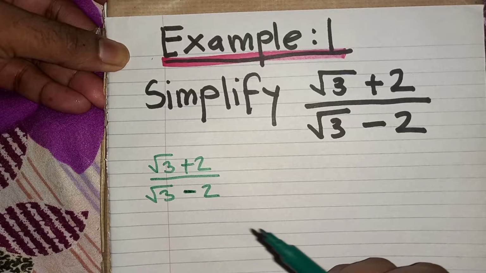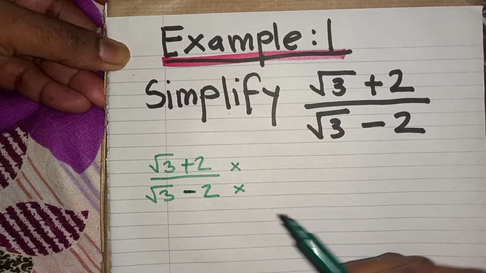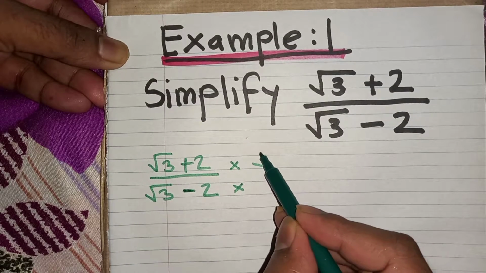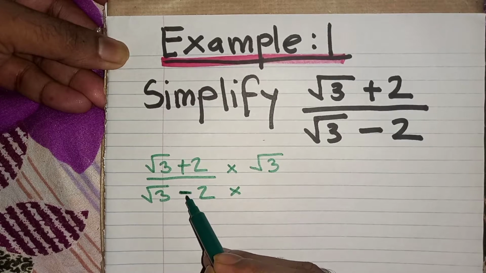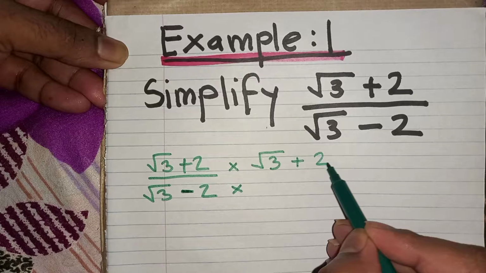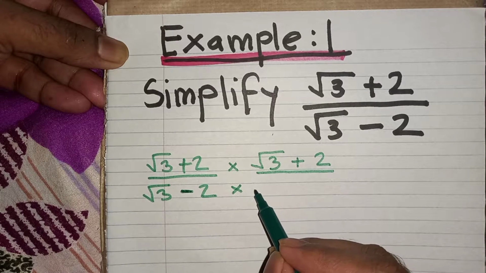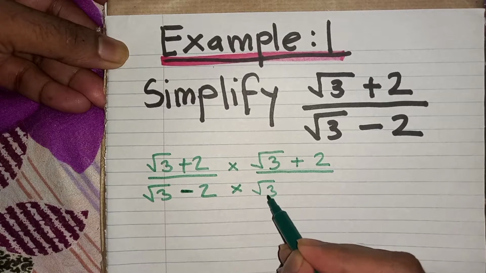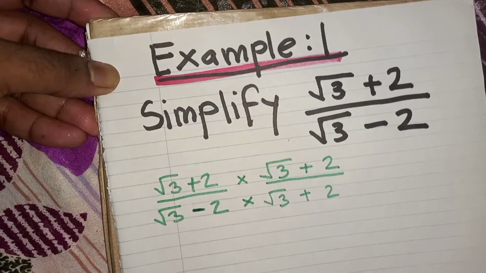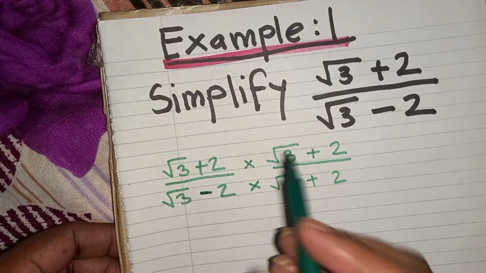Okay, so we have to multiply both the numerator and the denominator by the conjugate of the denominator. So the conjugate of the denominator will be root 3, instead of minus, now we'll put plus 2, and then everything divided by root 3 plus 2. Okay, now we're going to multiply this.